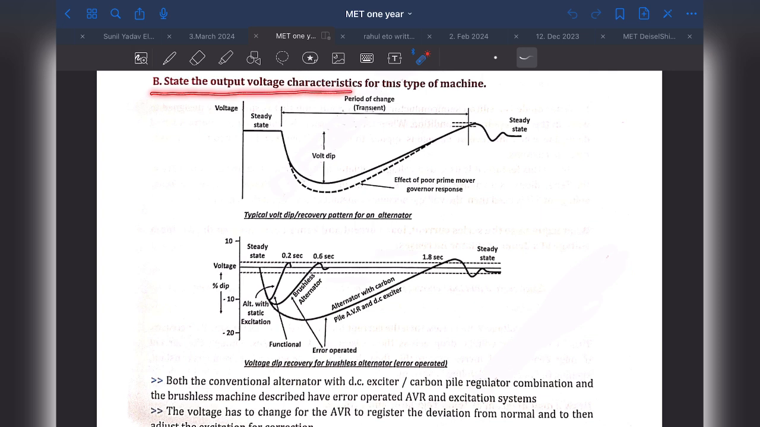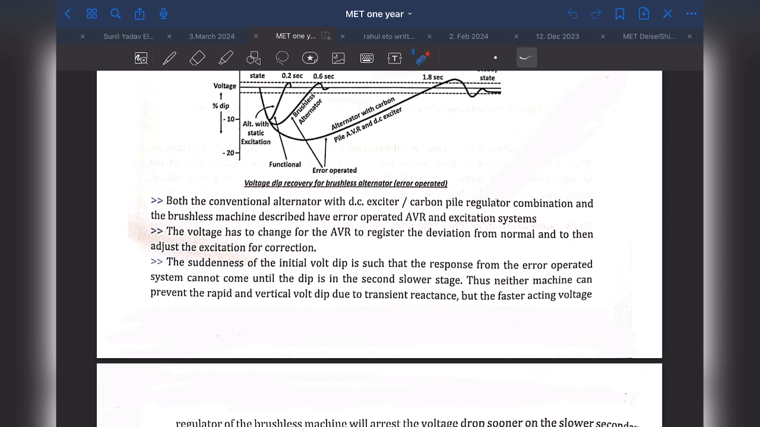State the output voltage characteristic for this type of machine. So this is the graph for the typical voltage dip recovery pattern of an alternator, and in this graph we can see different diagrams here. Let's read what is given.